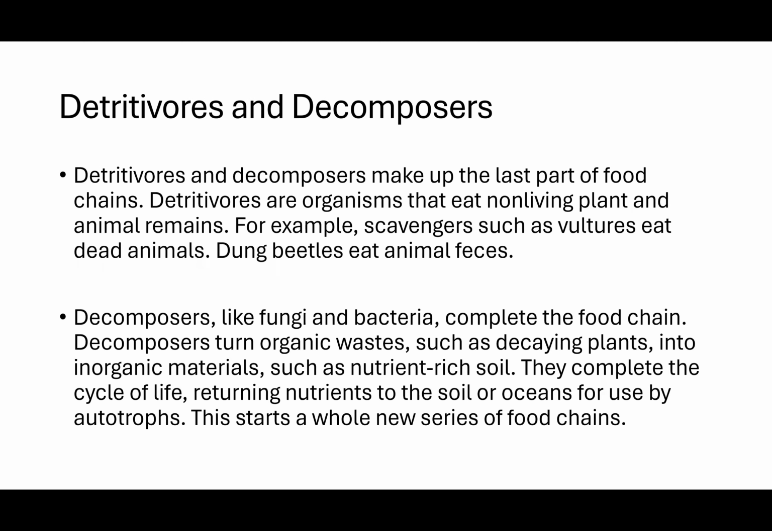We have the detritivores and decomposers now. So the detritivores and decomposers make up the last part of our food chain. Detritivores are organisms that eat non-living plants and animals. For example, scavengers such as vultures and beetles, these are detritivores. But our decomposers now will be our fungi and our bacteria, that complete an entire food chain.